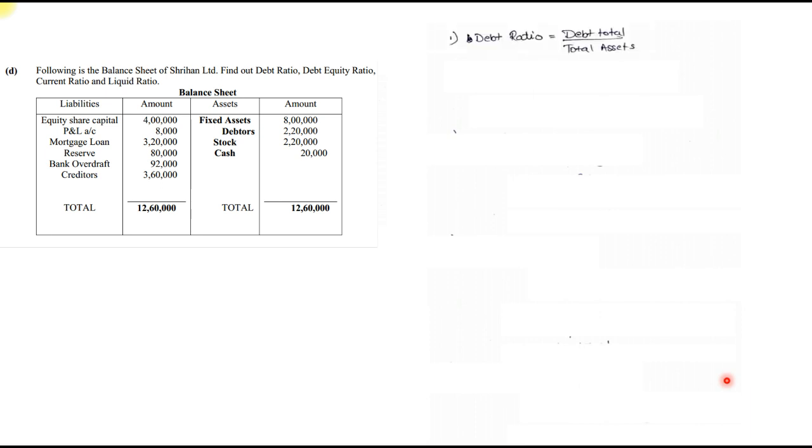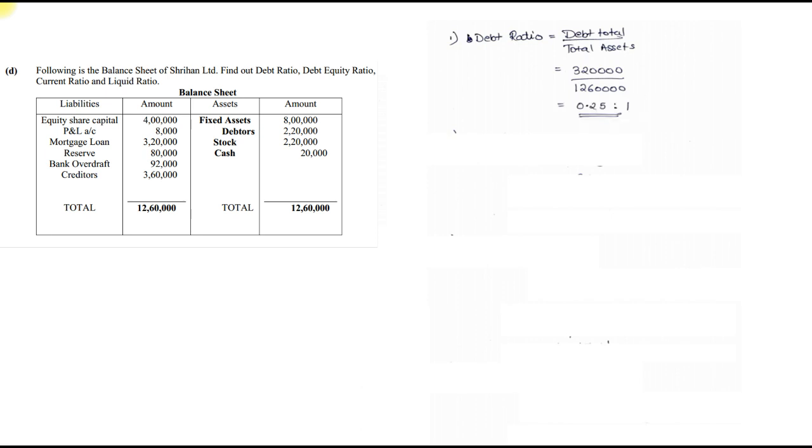First, they ask you to find debt ratio. So the debt ratio formula is total debt upon total asset. Now remember, total debt means debentures and loan. Okay, so in debt I can see there's a mortgage loan, but there are no debentures. So there's only one mortgage loan of 3,20,000, and our total assets is nothing but the total on the asset side, which is fixed and the current assets together, that is 12,60,000. So 3,20,000 upon 12,60,000, the ratio comes to 0.25 is to 1.